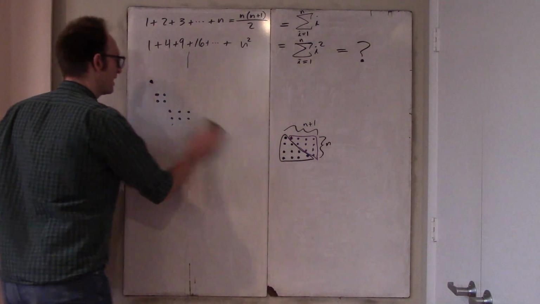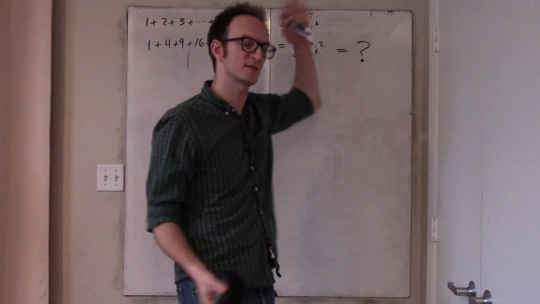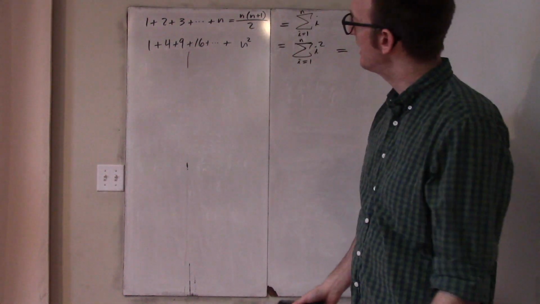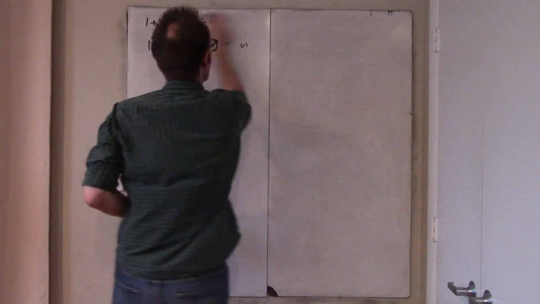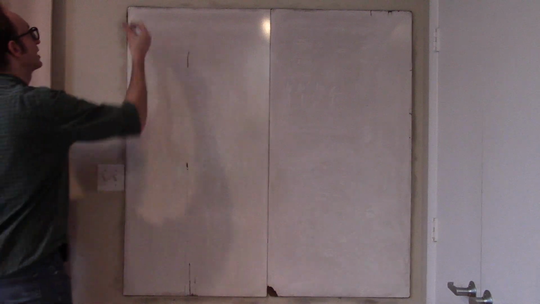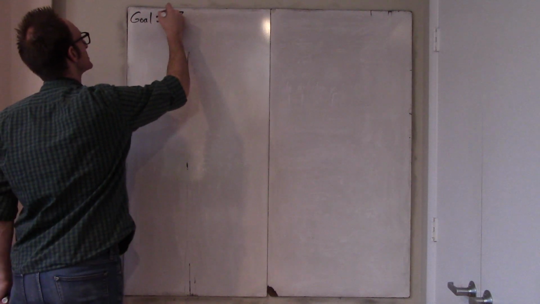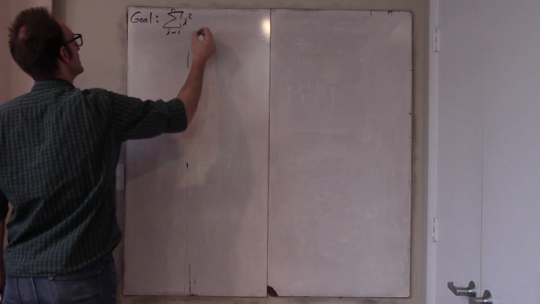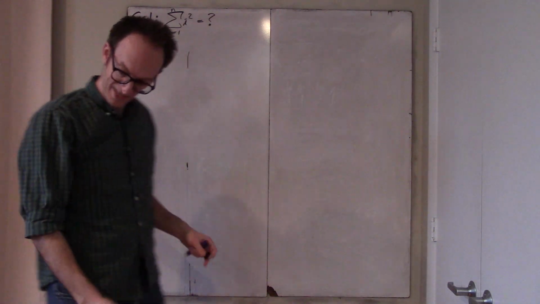So the goal for today is to discover what this formula is. What is the formula for the sum of the squares of the numbers? Okay, so let me erase this, because I think I need some space. But maybe I'll leave up in the corner the goal. The goal is to find a formula for the sum from i equals 1 to n of i squared, in terms of n, as a function of n.